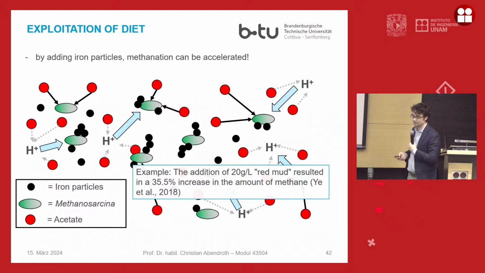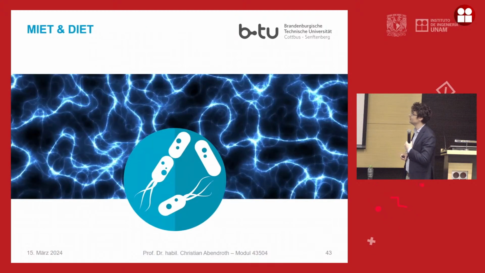Here's one article which has shown this. They were adding 20 grams per liter of red mud. That's a residue from the mining industry. And with this red mud, which is usually toxic, in this case the methane production was increased very much, 35%. It's a lot. So you see that due to this electroactivism, you could really achieve something. And this now becomes really interesting for the industry and brings us to the next topic, MIET and DIET, which stands for mediated interspecies electron transfer and direct interspecies electron transfer.